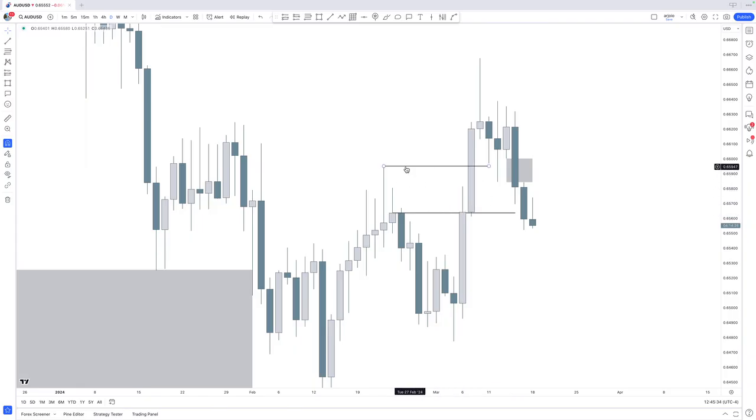There's only one fair value area. There's only one mitigation block right there. And that's the top one. That's the open of the mitigation block. This is not the top of a mitigation block right there. That's just a random line on the chart.